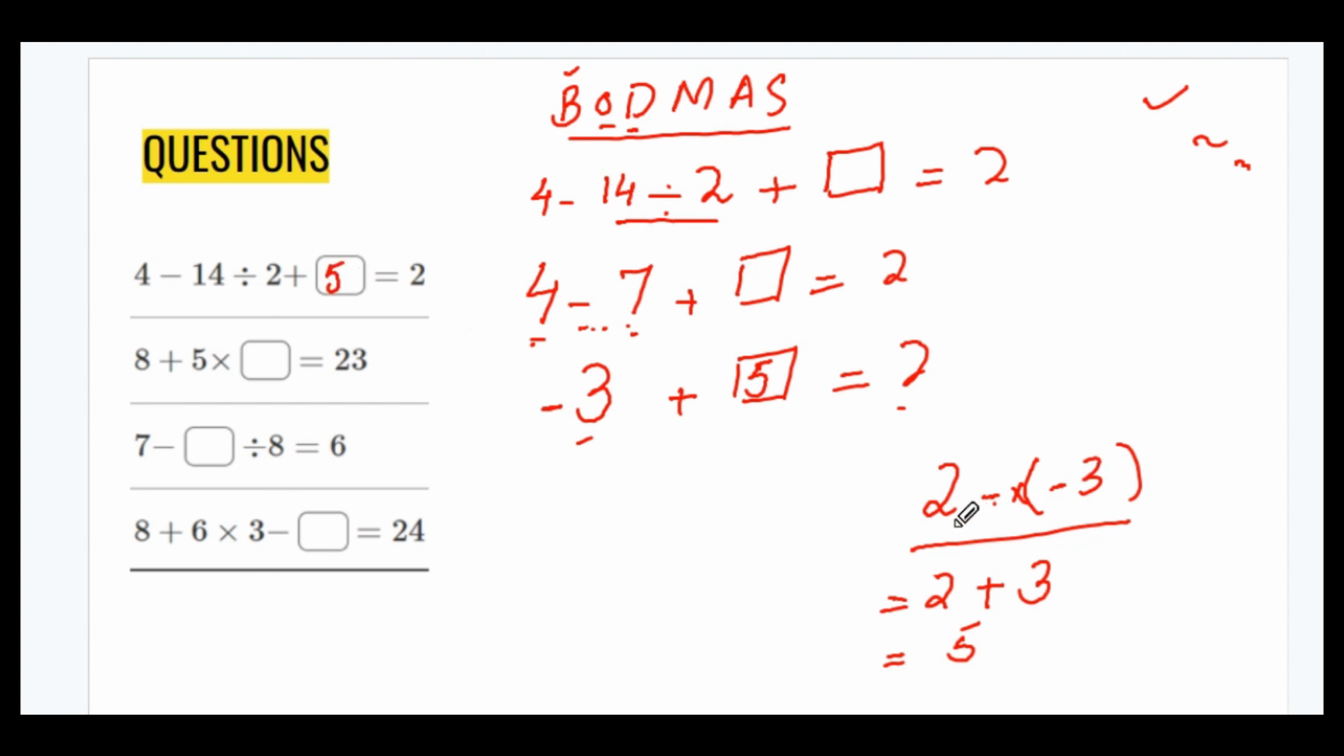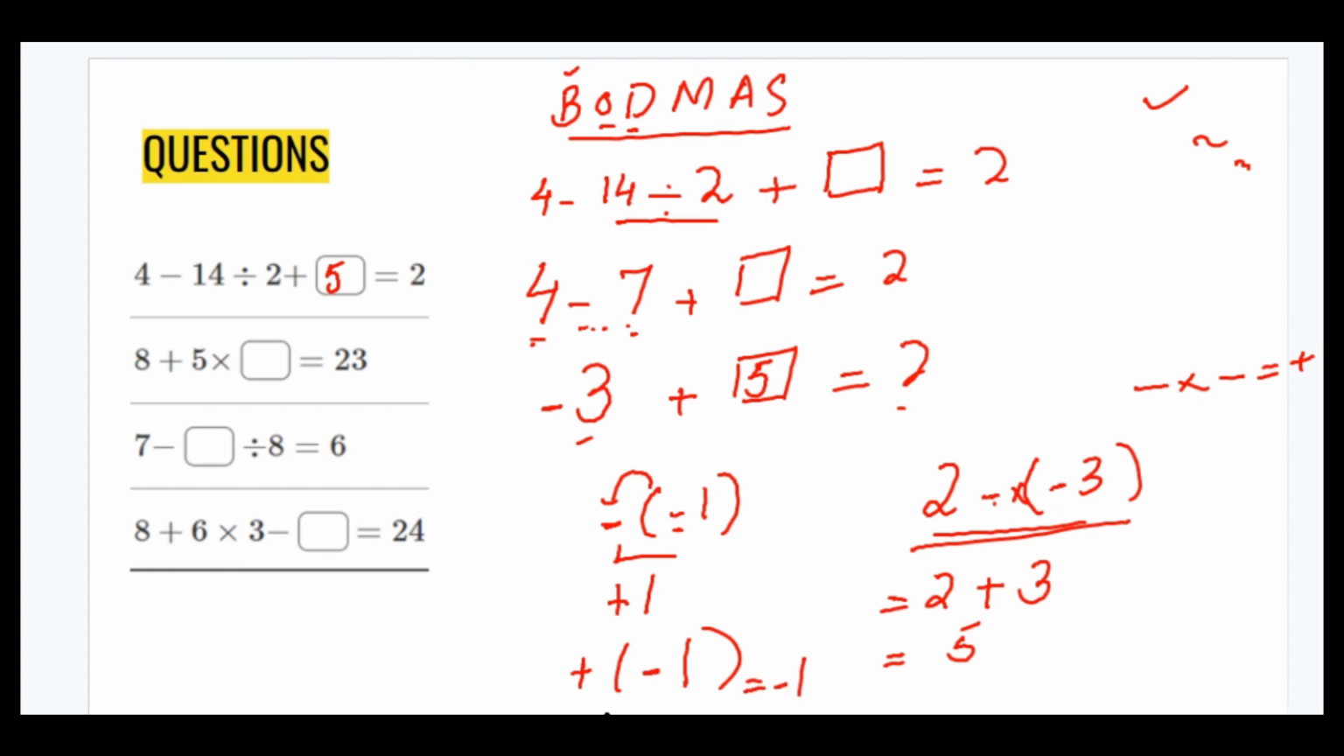Alright. Do you understand how I did this? Whenever you have any sign outside the bracket, it means they are multiplying with each other. If there is a negative sign in a bracket and outside there is a negative sign, it means minus times minus gives you plus. So it's going to be plus 1. If you have a positive sign outside and negative inside, plus times minus gives you minus 1.